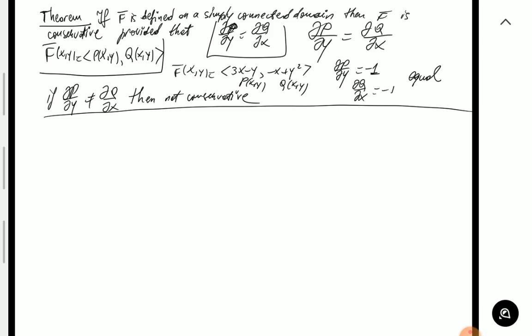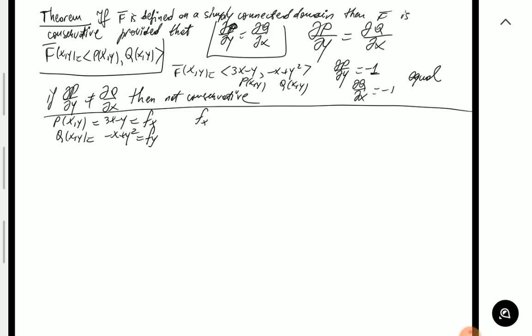You can start with either of the components. So P of x,y is 3x minus y, which should stand for partial x of some function f of x,y. And Q of x,y, which is minus x plus y squared, stands for partial y of f. So basically, the idea is to find f of x,y whose partial derivatives are given by these components. You can start with either of the two. It makes no difference in terms of difficulty, so you might as well start with the first one.